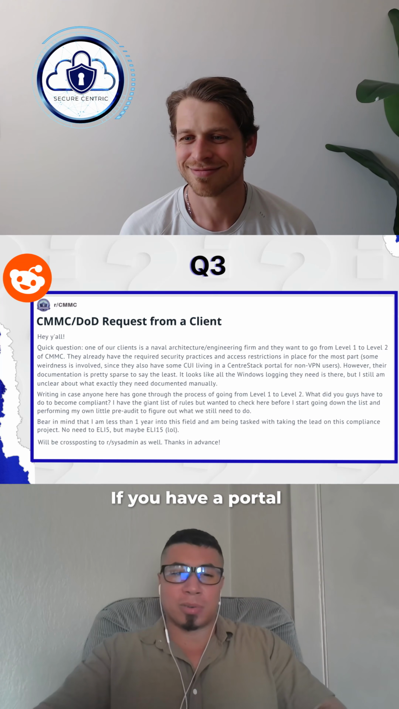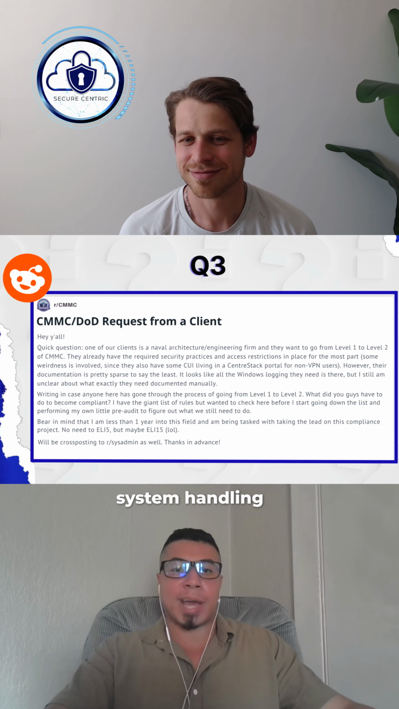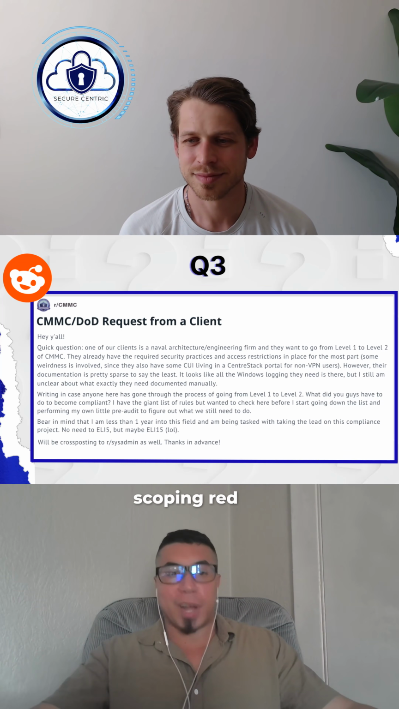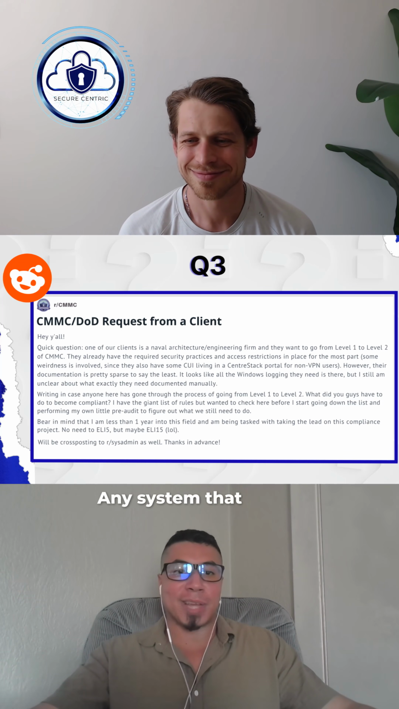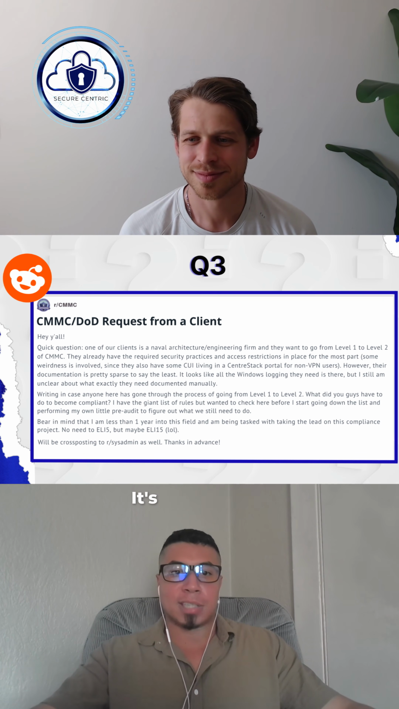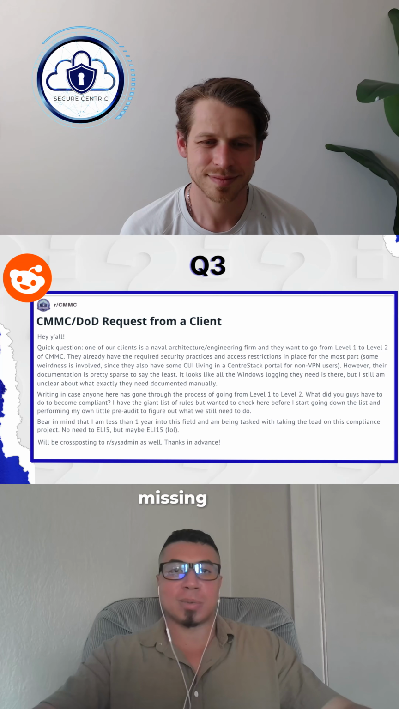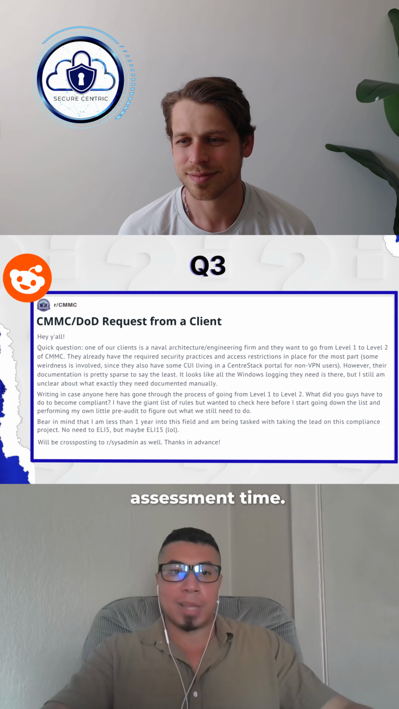If you have a portal or system handling CUI outside of your primary enclave, that's a scoping red flag. Any system that touches CUI needs to meet the same control requirements, right? It's a portal for convenience. It's not a compliance boundary. Undocumented controls are treated the same as missing ones at assessment time.